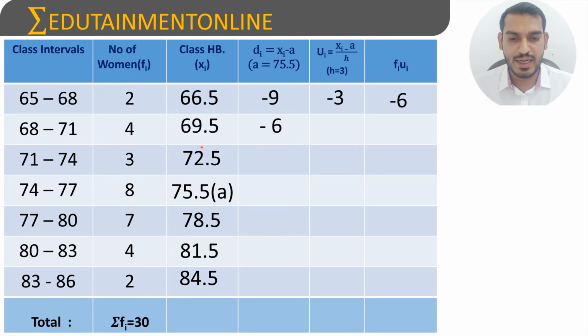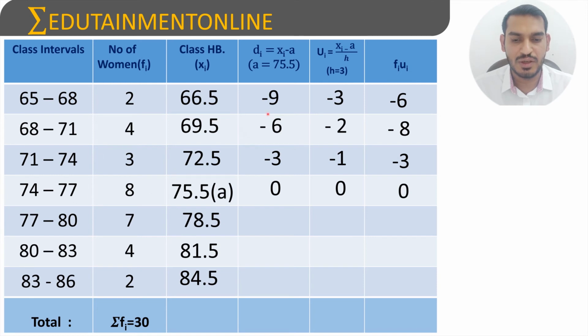And here xi is 69.5 minus 75.5, minus 6. So minus 6 by 3 is minus 2, and minus 2 times 4 is minus 8. Again, xi is 72.5 minus 75.5, which is minus 3. Minus 3 divided by 3 is minus 1, and minus 1 times 3 is minus 3. And xi minus a, 75.5 minus 75.5 is 0. So 0 by 3 is 0, and 0 times 8 is also 0.